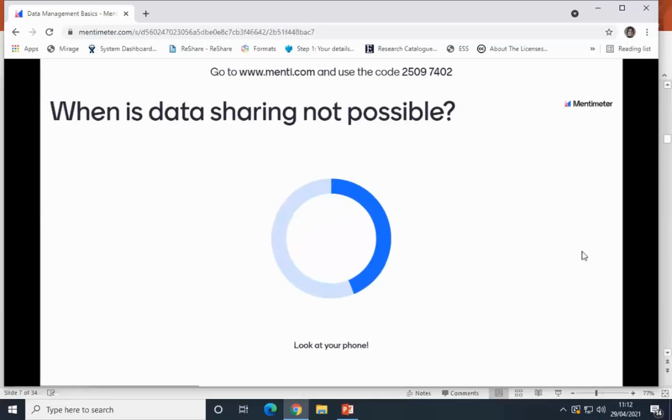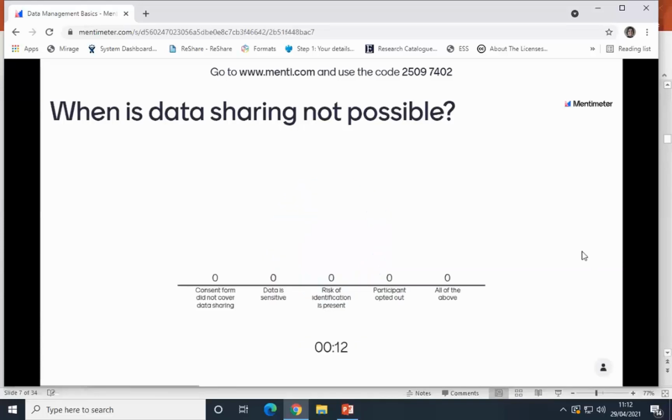Okay, when is data sharing not possible? Consent for it did not cover data sharing, data is sensitive, risk of identification is present, the participant has opted out, or all of the above.